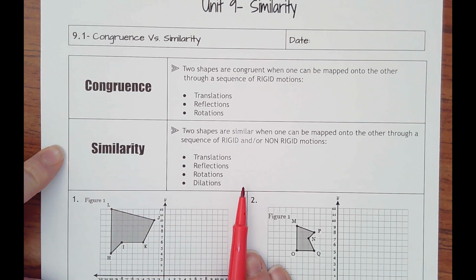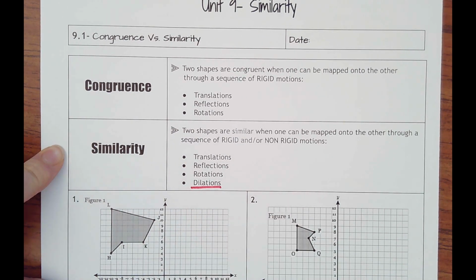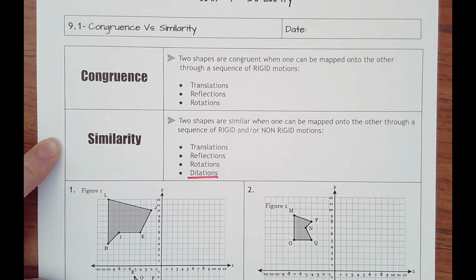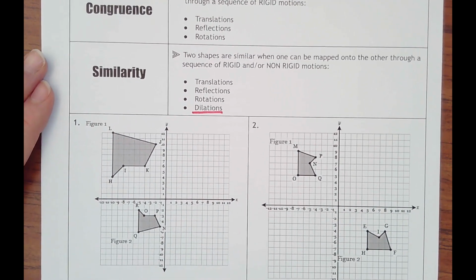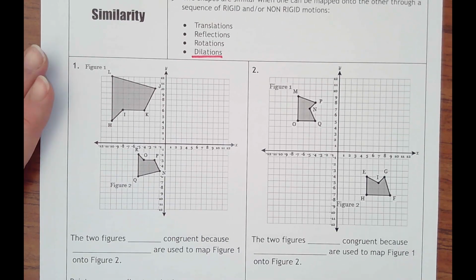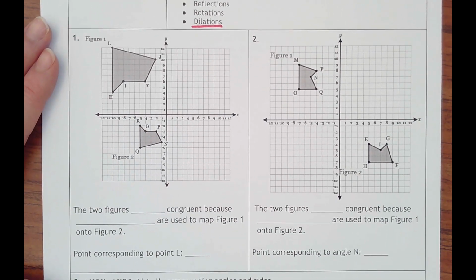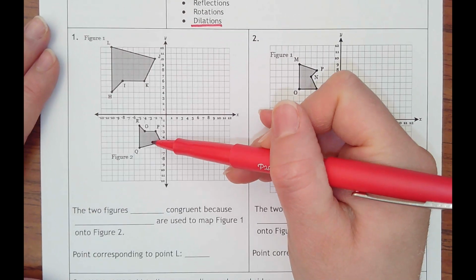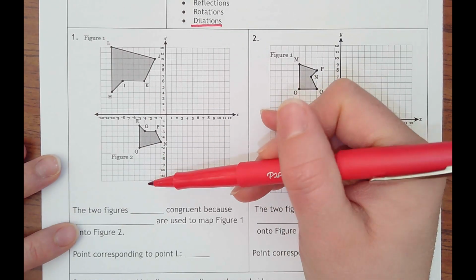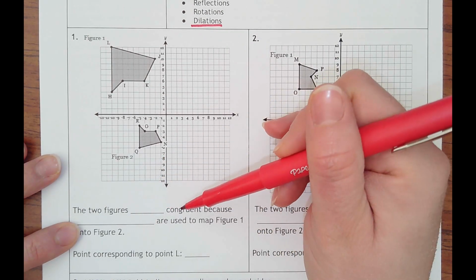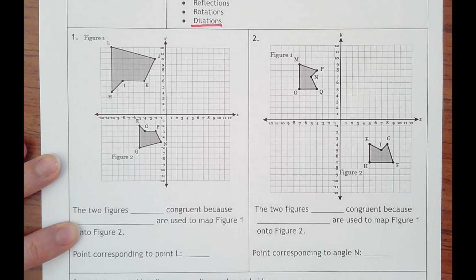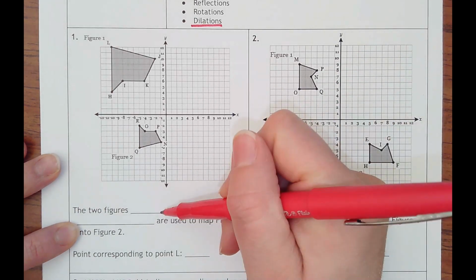Versus similarity is all of those transformations plus dilations. So now dilating something, shrinking it, or enlarging it is going to change its scale factor, and so it's got a relationship, but it's not exactly equal. It's not congruent. And so number one, we do not have to figure out what mapped figure 1 onto figure 2, but it's asking the two figures blank congruent. So they either are or are not, and you'll have a drop down button to pick the word.